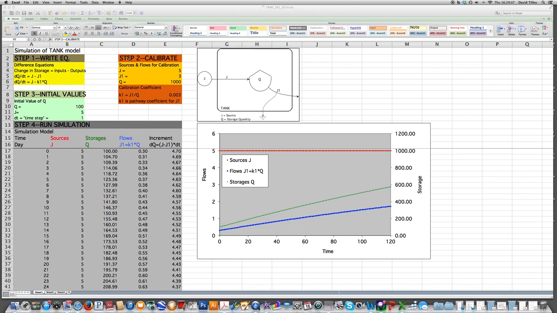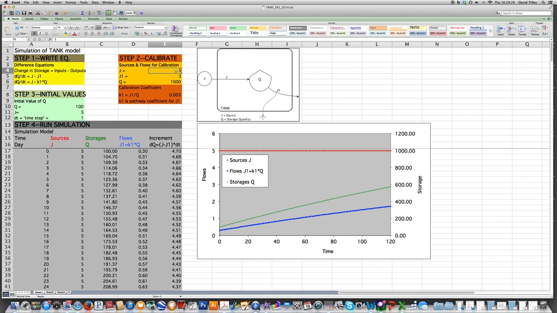The second step is to do the calibration. So here we have calibration values for the inflow J coming into our storage, the outflow J1 leaving our storage, and the value of Q itself, in this case 1000. So we can see in the spreadsheet we've typed these values in, and if we look up at the formula bar, we can see the value 5 has been typed in. Same with the value of 3 and the value of Q equaling 1000.